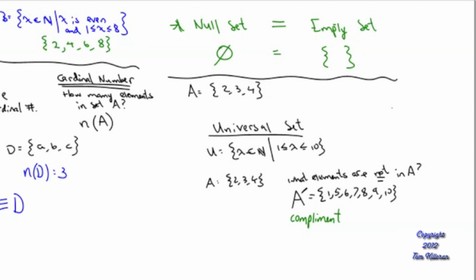So when I talk about A, I'm talking about 2, 3, 4. When I'm talking about A's complement, I'm talking about all the other elements that are not in A, which are not 2, 3, and 4. So they become 1, 5, 6, 7, 8, 9. The complement of A. So that little dash actually has a name. It's called the complement.